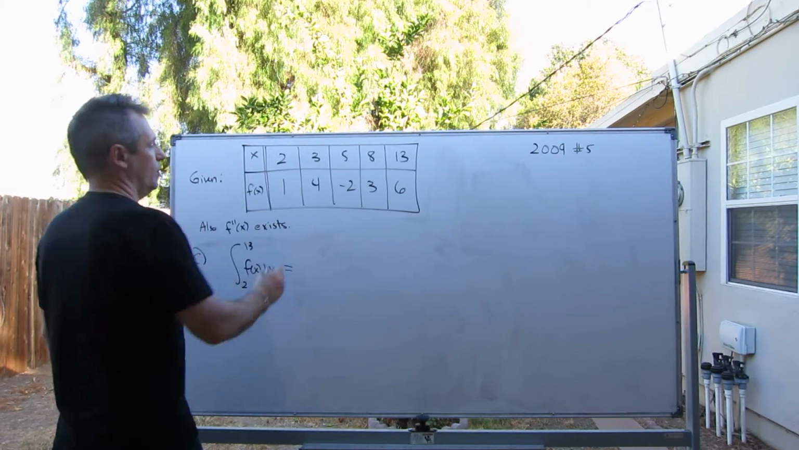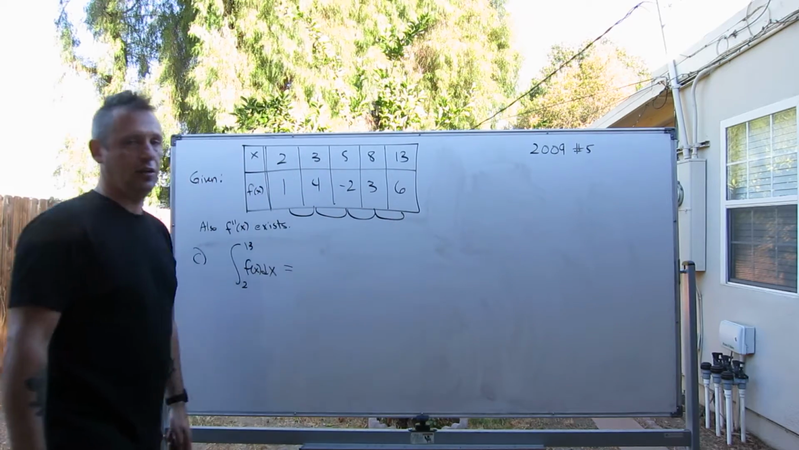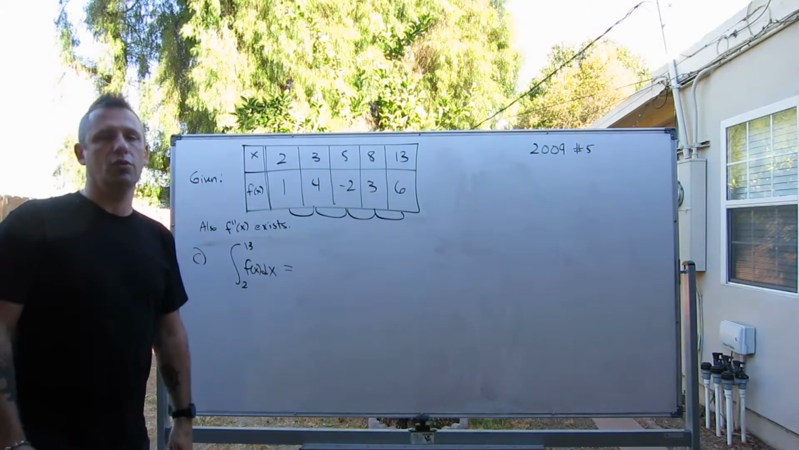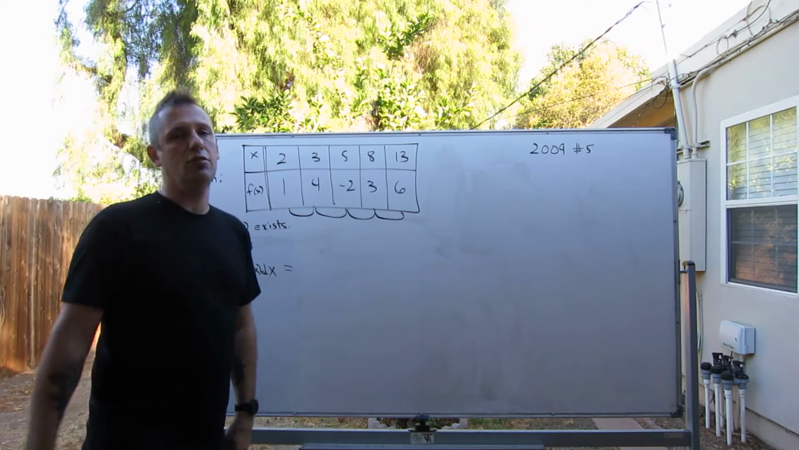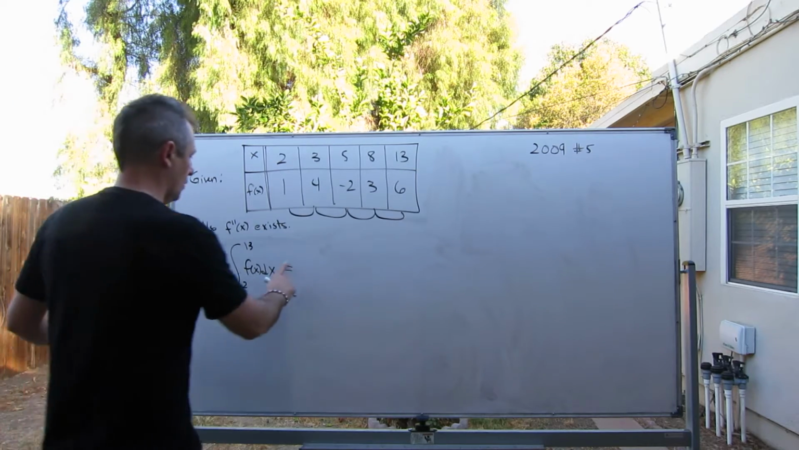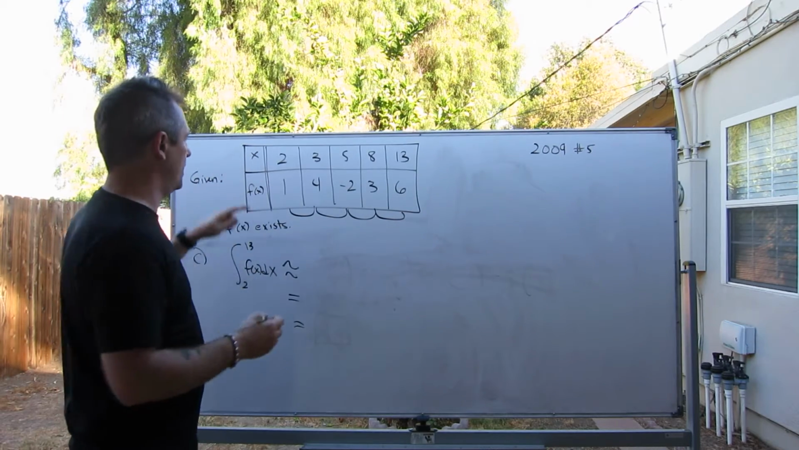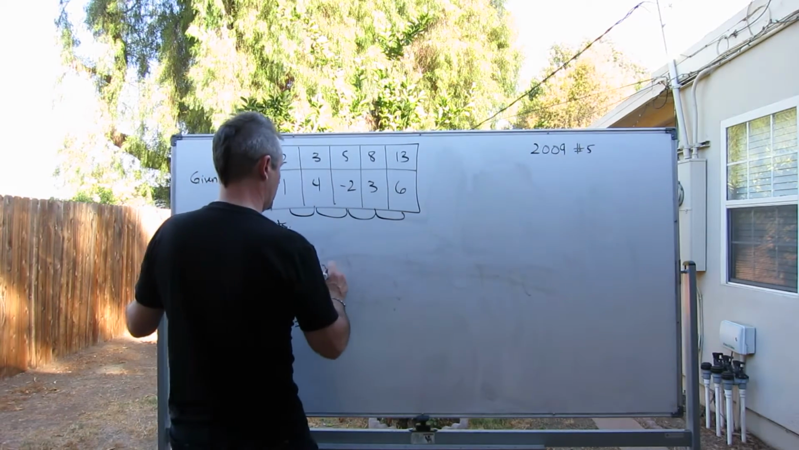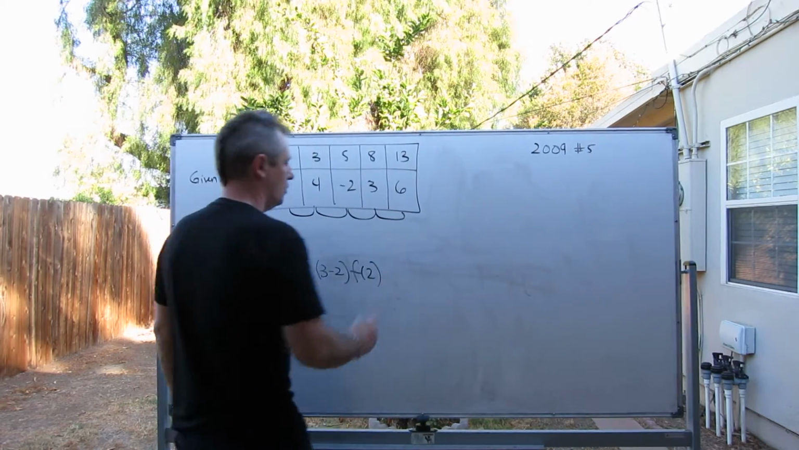I'm going to end up doing 4 rectangles, and since it's the left Riemann sum, I'm always using the left endpoint as the height of my rectangle. So here we go. This is not equal to, but approximate. My first rectangle is going to have a width of 3 minus 2 and a height of f of 2.